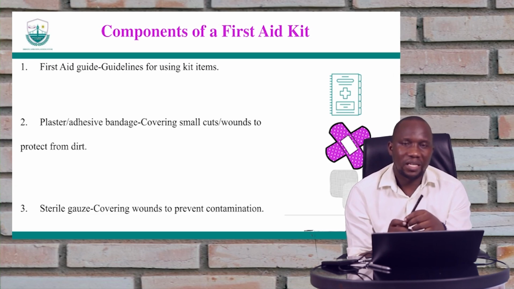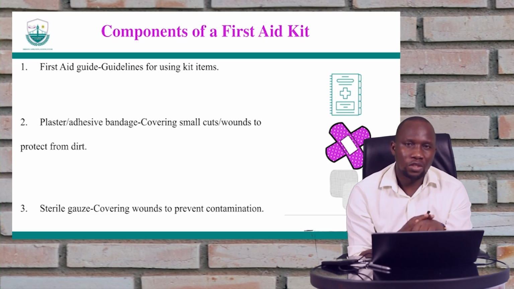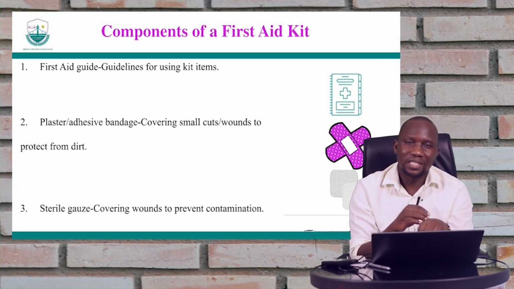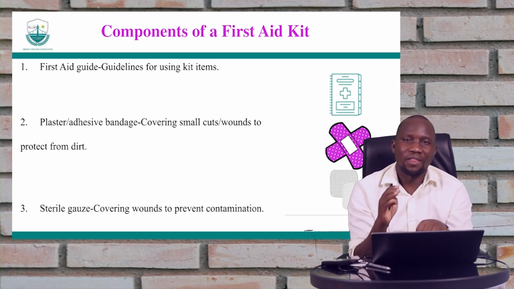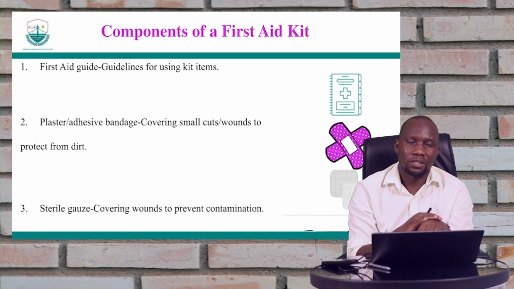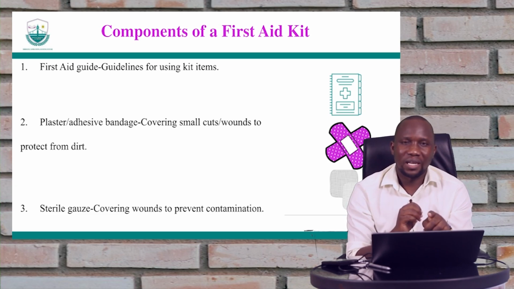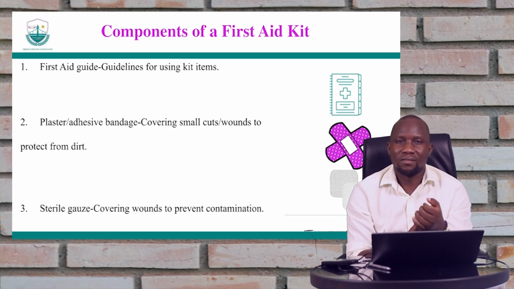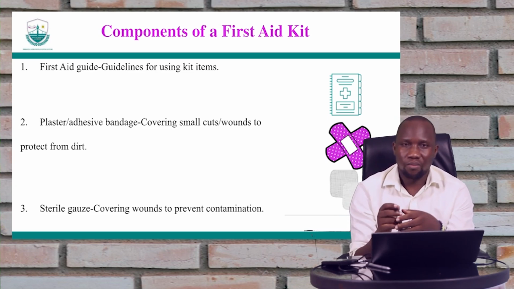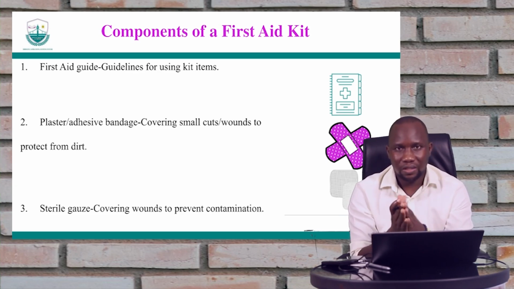And then we have the sterile gauze. You can cover a wound with the sterile gauze, or you can use the sterile gauze to clean and then dispose of it and then cover the wound or the injured part with fresh gauze. The word sterile means it is not contaminated with any germs. So you need to handle it with proper care. Usually it is enclosed so that no germs get into contact with it.